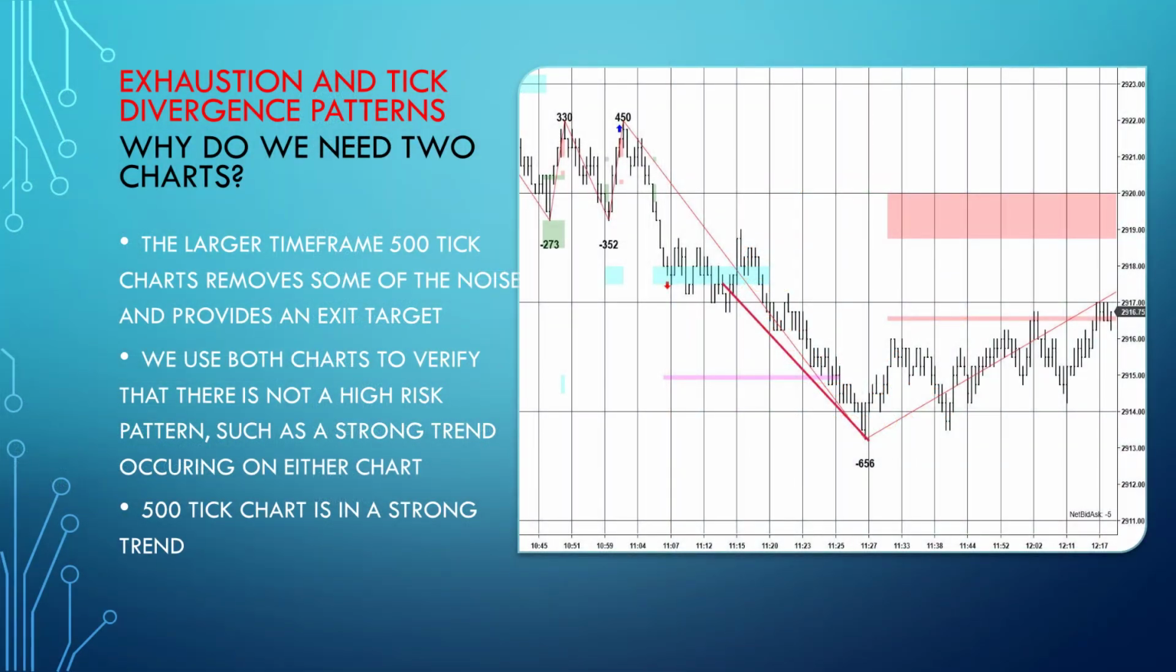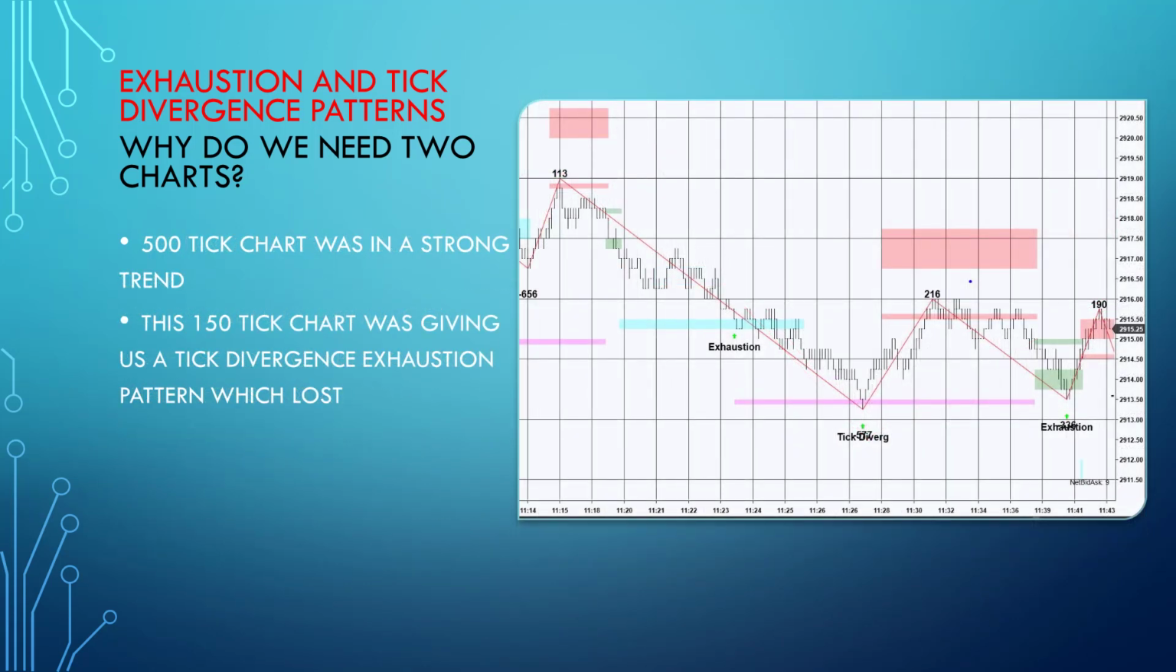There are three reasons why we need two charts. The larger time frame 500 tick chart removes some of the noise and in some cases provides an exit target. We use both charts to also verify that there's not a high risk pattern such as a strong trend trade occurring on either chart. On this chart you can see that we had entered a strong bearish trend on the 500 tick chart.